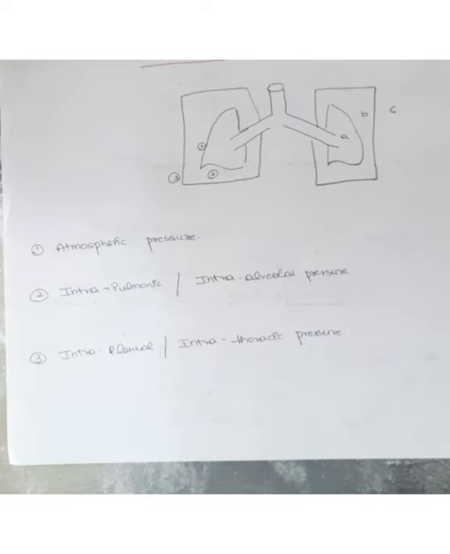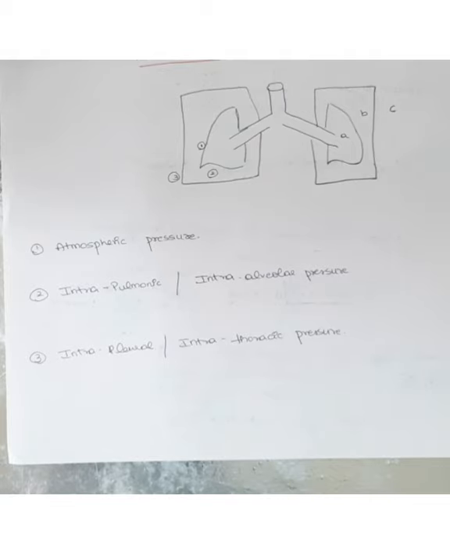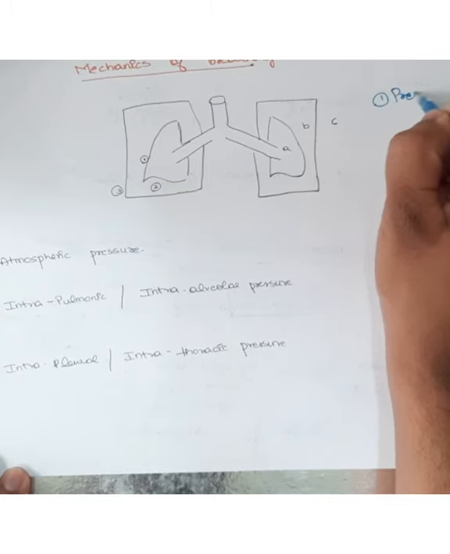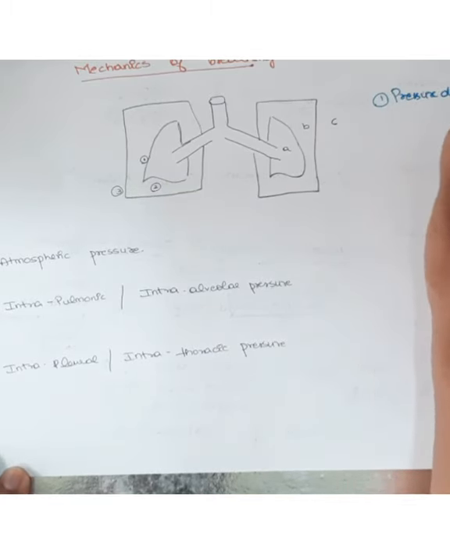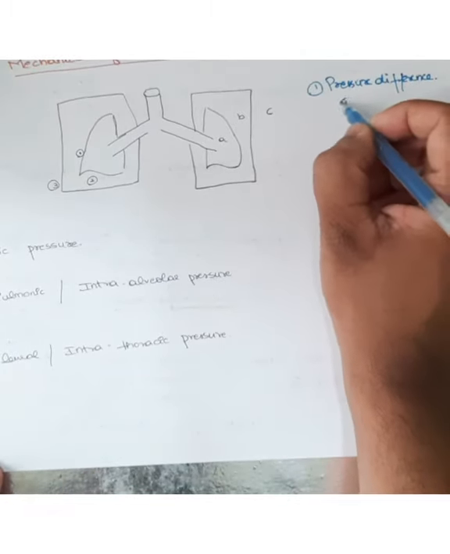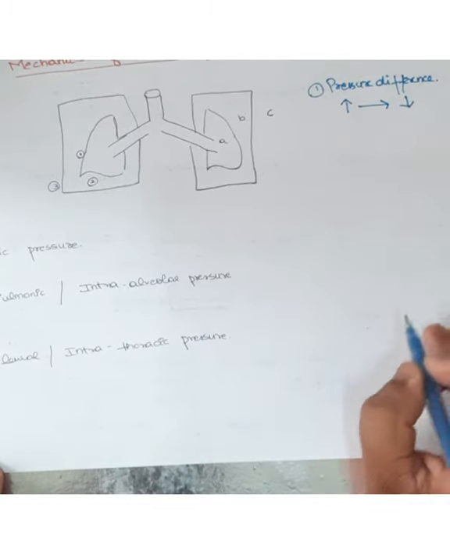So we will see some of the aspects on mechanics of breathing. Breathing refers to the inflow and outflow of air. This breathing is made possible, as we have already seen, because the air flows in and out in response to pressure difference. That is the first point you should remember. When there is a pressure difference, the air always flows from increased pressure to decreased pressure.